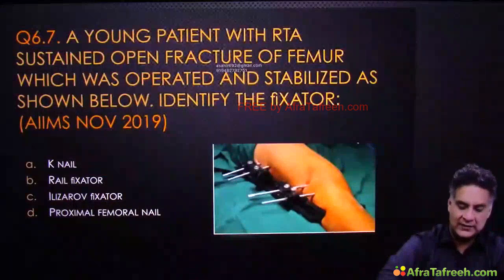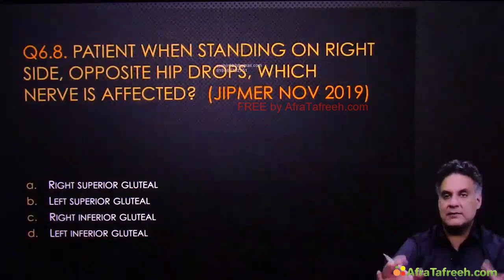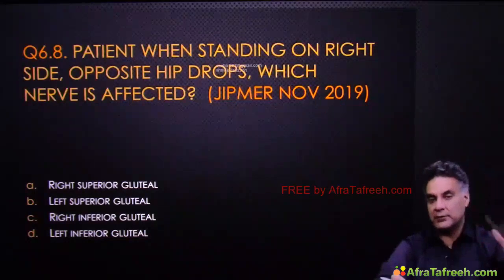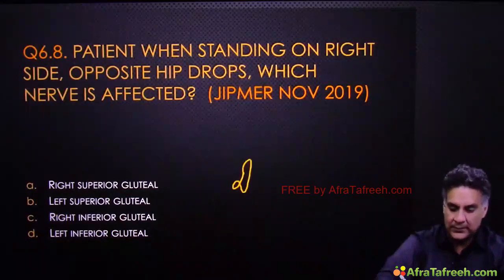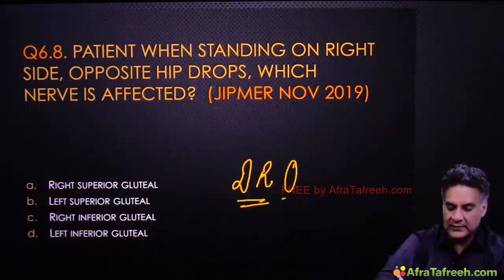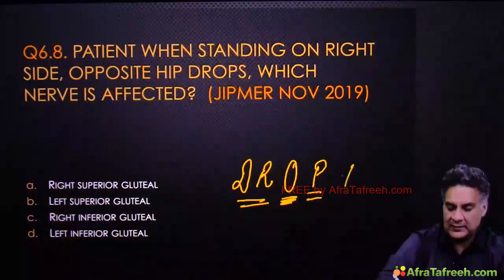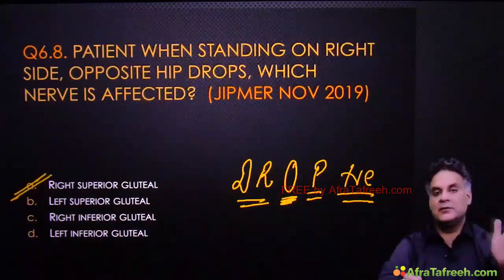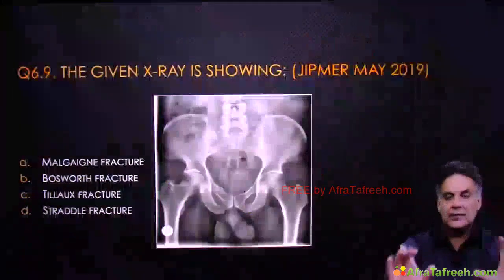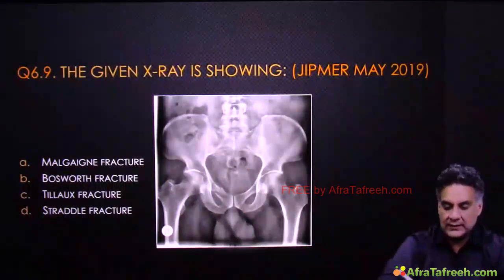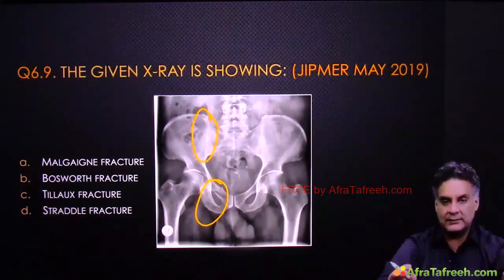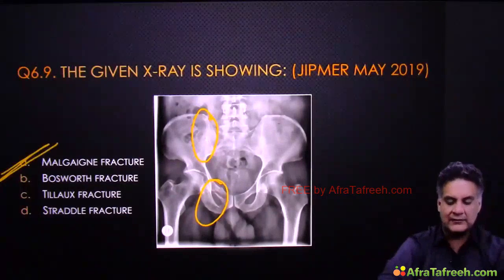Question number 7. This is a rail fixator. Question number 8. With patient standing on the right side, opposite hip drops. So drop of the opposite side of the pelvis is positive. What is affected? Same side, superior gluteal nerve. The given X-ray is showing involvement of the ipsilateral anterior and posterior elements, called Malgaigne fracture.